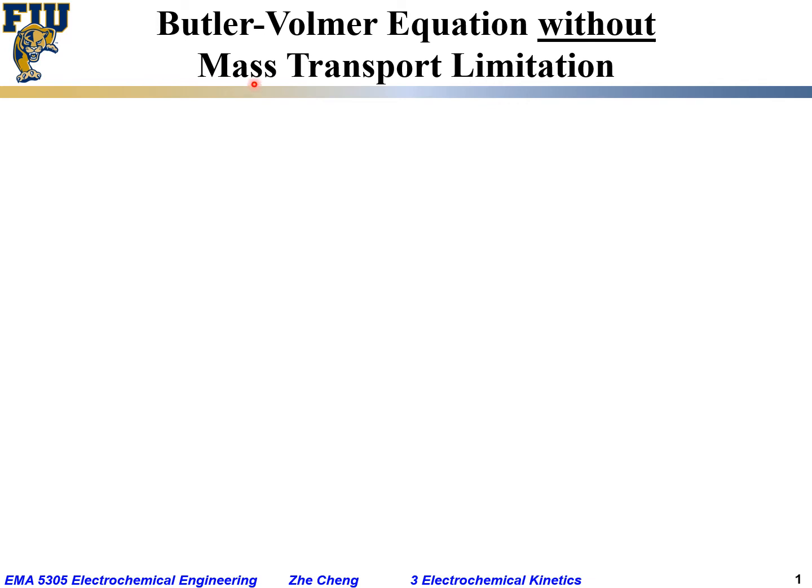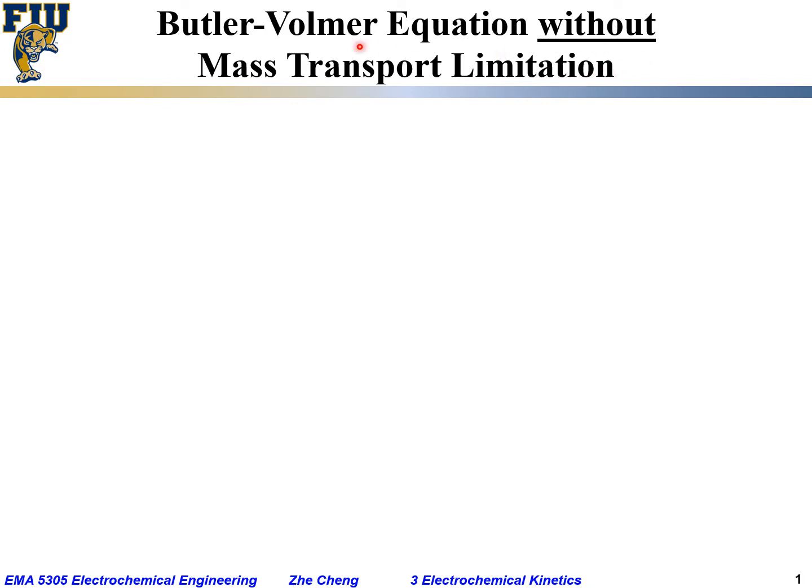So previously, we have introduced the concept of overpotential, electrode overpotential, and we also introduced the concept of the polarization curve, which is the current density versus overpotential for an electrode or half-cell reaction. But how exactly do we get such a so-called polarization curve from a theoretical point of view? Here we introduce the Butler-Volmer equation. It is one of the most important equations in electrochemistry.